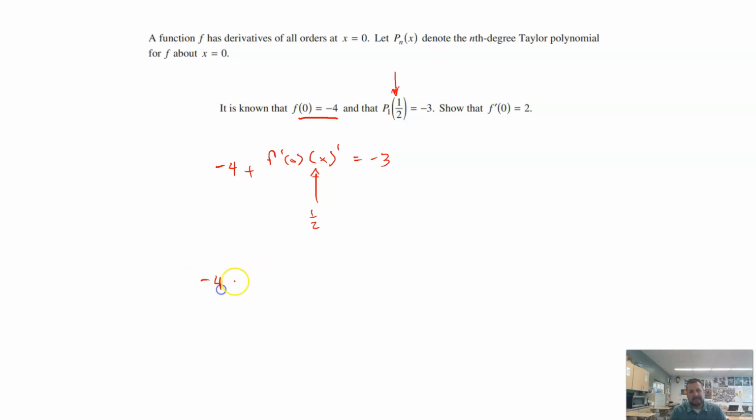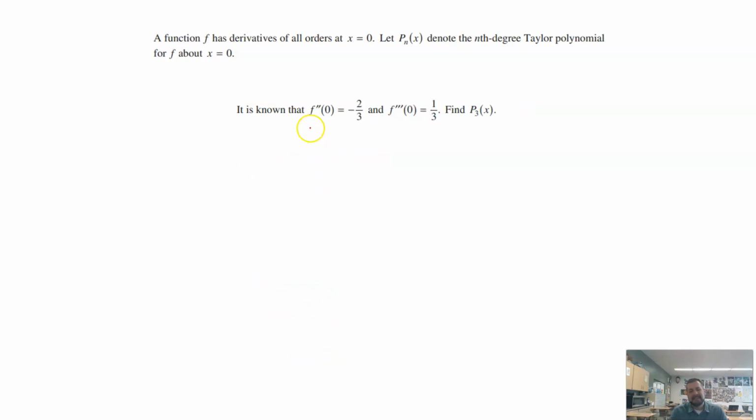So in reality, this is saying negative 4 plus f prime of 0 multiplied by 1/2 is equal to negative 3. Well, if I were to solve this for f prime of 0, I would add the 4 over, so I'd get 1. Then I have f prime of 0 times 1/2 is equal to 1. And then I would multiply by 2 to get the f prime of 0 all by itself. When we do that, what we've just shown is that f prime of 0 is equal to 2. We showed that first derivative when I plug in 0 is equal to 2. And hopefully that kind of makes sense.